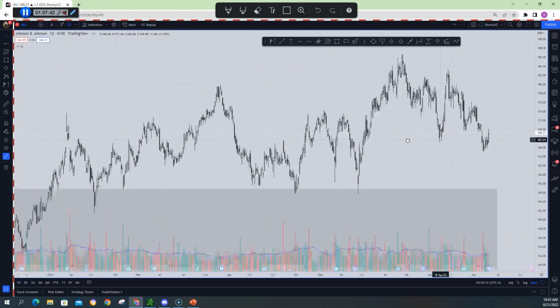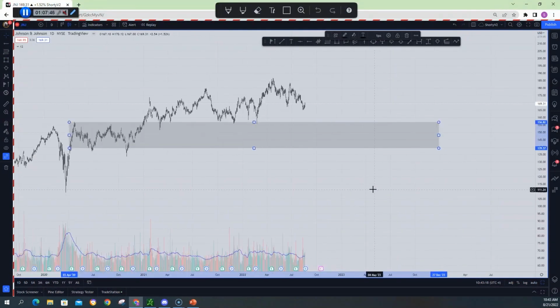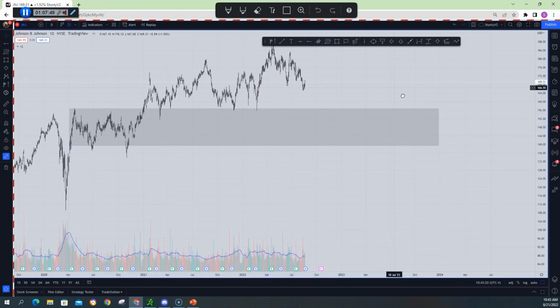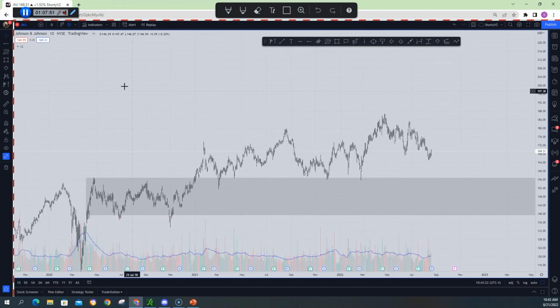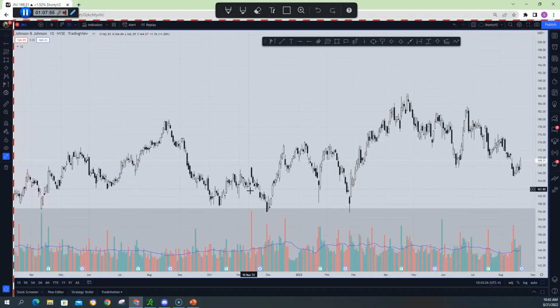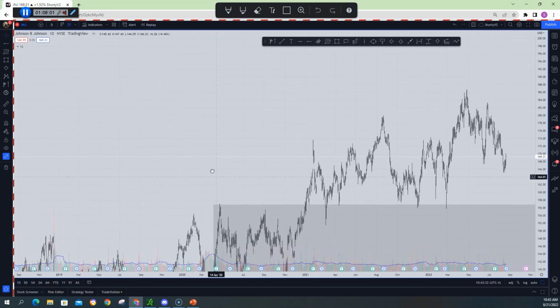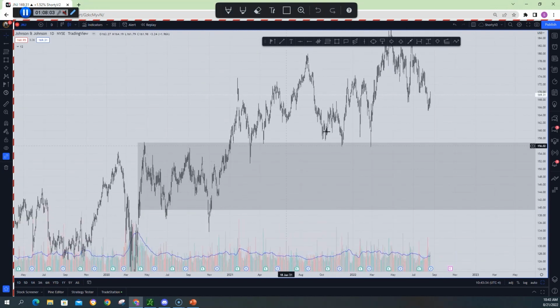And every time we came back to this level, look what happened. Every single time. I mean, this is crazy. Every time you came to this level, you bounced, because the accumulation here is pretty powerful. And they pay great dividends too. So it makes sense, right?